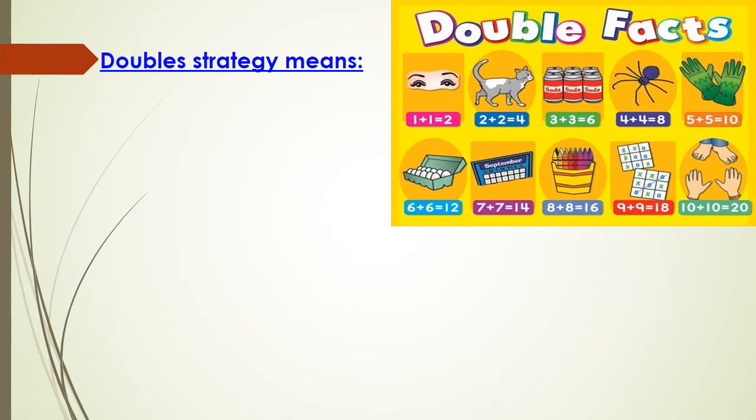The next picture is 4 soda cans. 3 plus 3 equals 6. The next picture, 4 spiders. Spider has 8 legs. 4 plus 4 equals 8. The next picture, 4 gloves. Gloves have 10 fingers. 5 plus 5 equals 10.